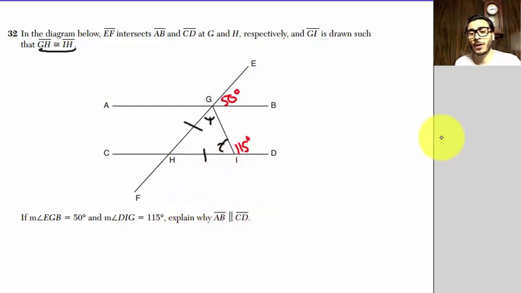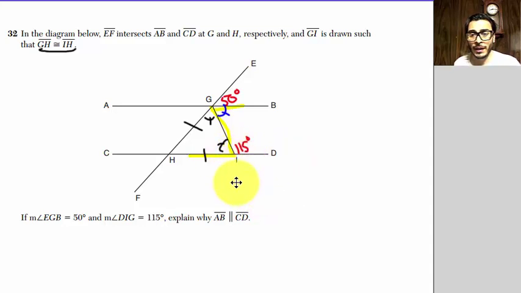Now, I said this before. If you want to prove that two lines are parallel, one way to do it is to demonstrate that alternate interior angles are congruent. So let's go ahead and do that. I'm going to be looking at this Z here, and what I want to do is show that this angle here is congruent to this angle here. If these two angles are congruent, then we're going to have equal alternate interior angles, and that would mean that AB is parallel to CD. So let's go ahead and do that.